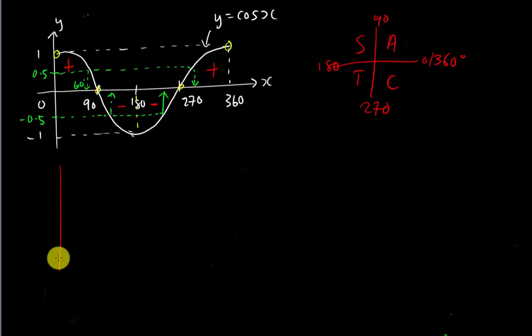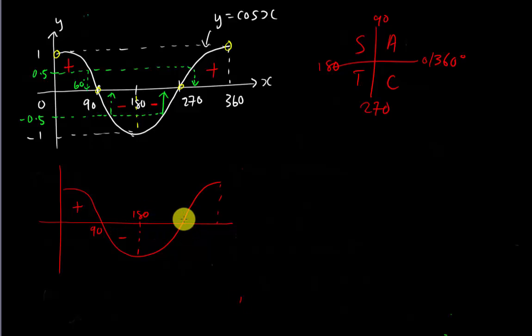Okay, this is something that somehow actually helped me to remember the cos graph. Because I know 0 to 90, cos is positive. 90 to 180, cos is negative. 180 to 270, cos is negative. And for 270 to 360, cos is positive.